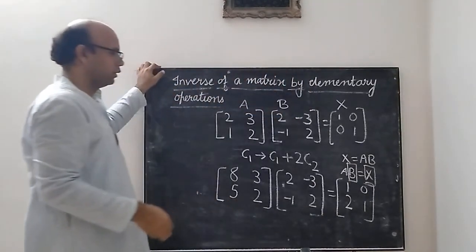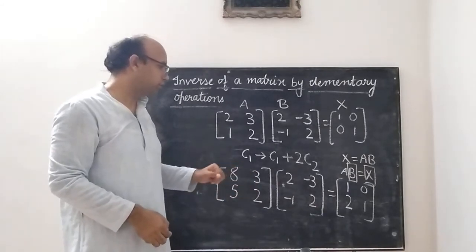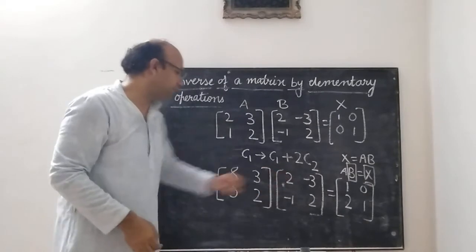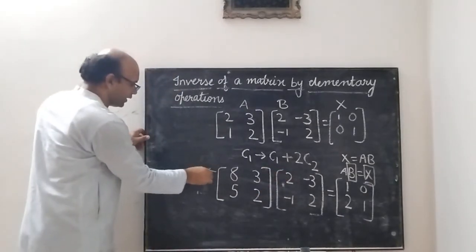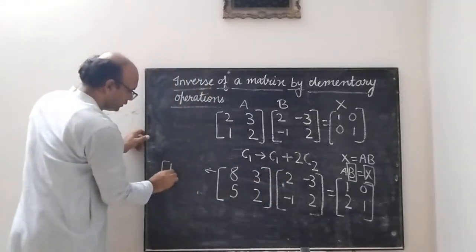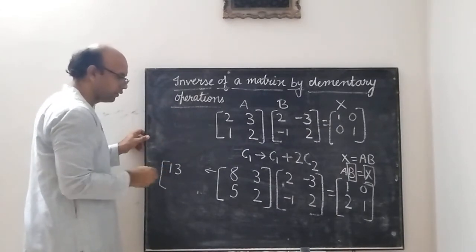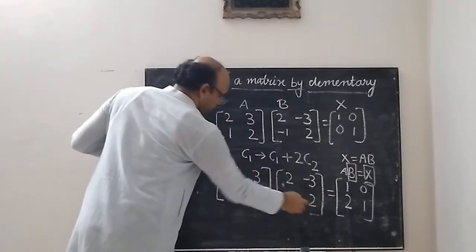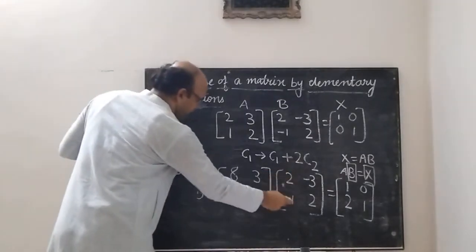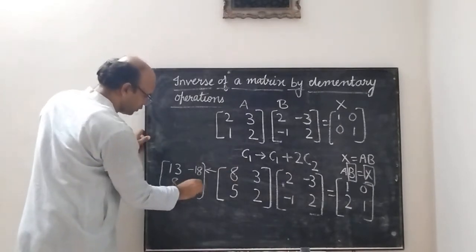Now, are we correct in doing what we have done? Yes or no? So that can be easily checked. What we do is, we simply multiply. If we multiply the two, let us see what we get. 8 to the 16, 16 minus 3 is 13. From the first element itself, we know that we are going somewhere wrong, because minus 24 plus 6 is minus 18. 5 to the 10, 10 minus 2 is 8. Minus 15 and plus 4, minus 11.